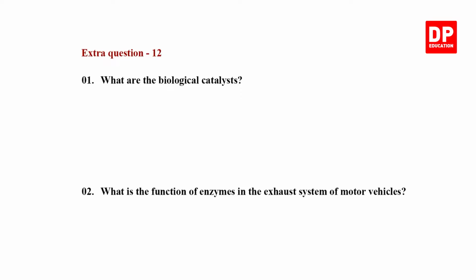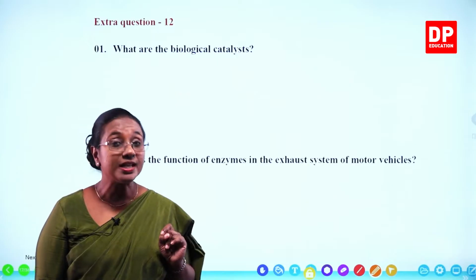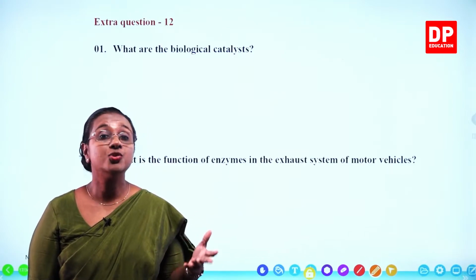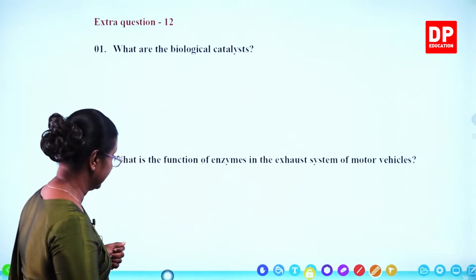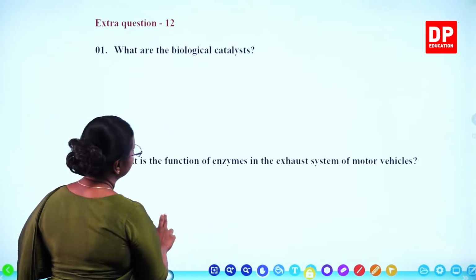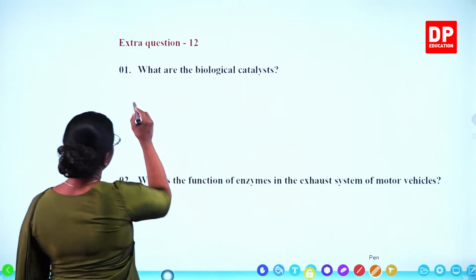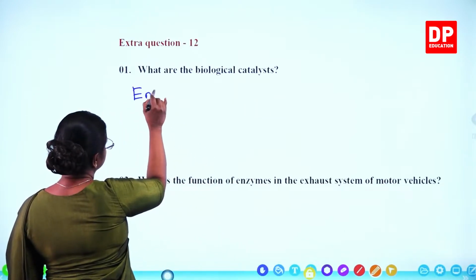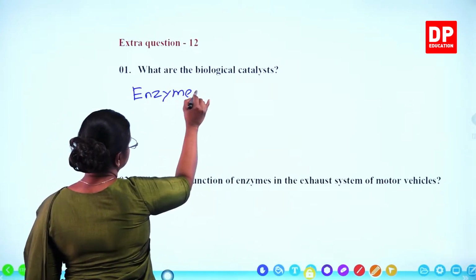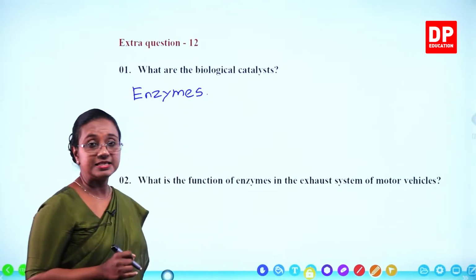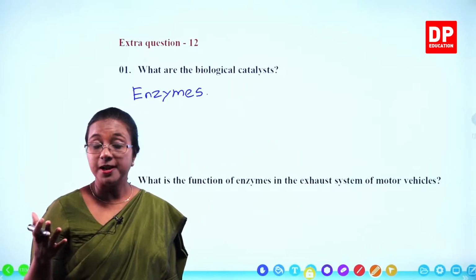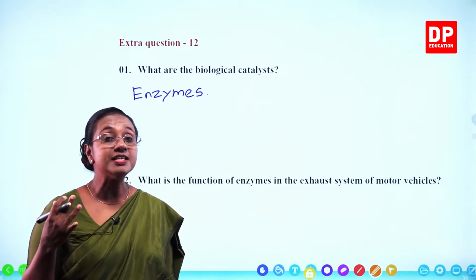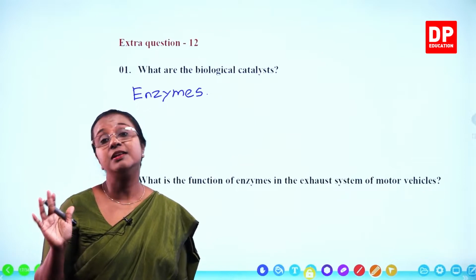Extra question 12. What are the biological catalysts? Those are the enzymes. Enzymes are biological catalysts. So, that is what you need to write there. Enzymes are biological catalysts. Why do we call them biological catalysts? Enzymes are made up of protein. They increase the rate of biochemical reactions.